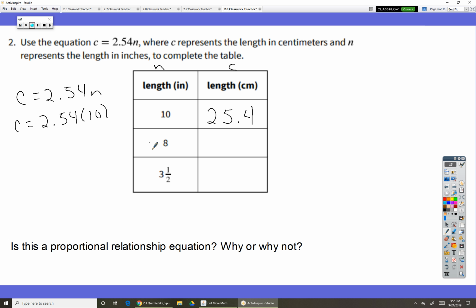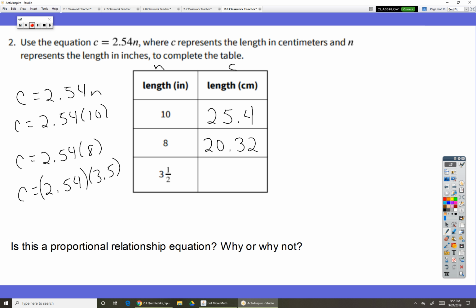If the length n is 8 inches. Now I can do 2.54 times 8, and 2.54 times 8 is 20.32, or 20 and 32 hundredths. Okay, for 3.5, I'm going to do 2.54. Since this is a decimal, I'm going to express 3.5 as a decimal. It would be 3.5. So 2.54 times 3.5 is 8.89, or 8 and 89 hundredths.